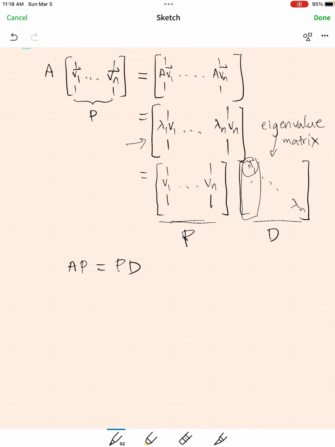And now what's something we could do to get A by itself? We can multiply both sides by P inverse. P is invertible. And we can multiply it on the right. Of course, the order matters, right? So we get A is P D P inverse. You see, so this matrix is diagonalizable, because the way we define diagonalizable is that it can be written in this form.